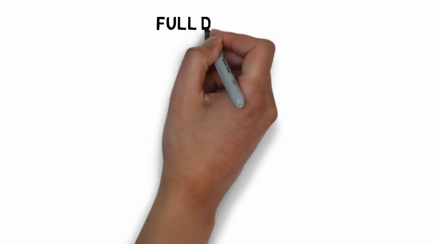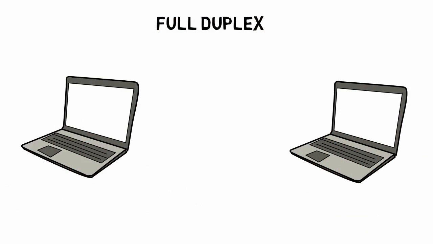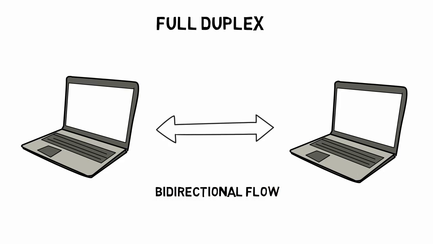So now let's take a look at the full duplex. This is the most common method of transmission. In this method, the data transmission takes place via a single channel, but they are unidirectional. The data flows parallelly, so it's a bidirectional flow of data.